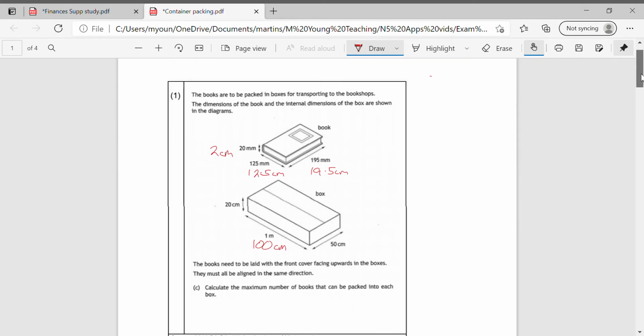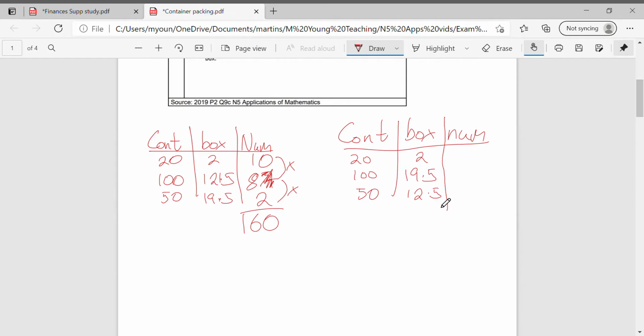Okay, so now I'm going to work out how many can fit in each dimension, or each direction. So 20 divided by 2, that was 10, that's the exact same as the one before. 100 divided by 19.5 is 5. And then 50 divided by 12.5 is 4. So this time it's 10 times 5 times 4. 10 times 5 is obviously 50, times 4 would be 200, but you do have a calculator. So the max number then is 200 books for this one.